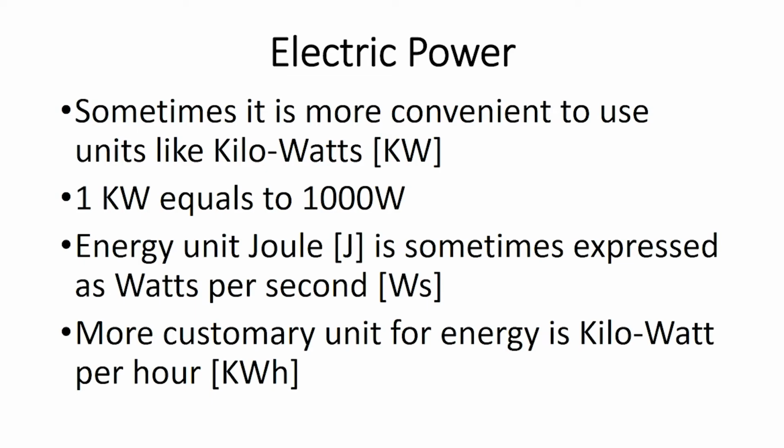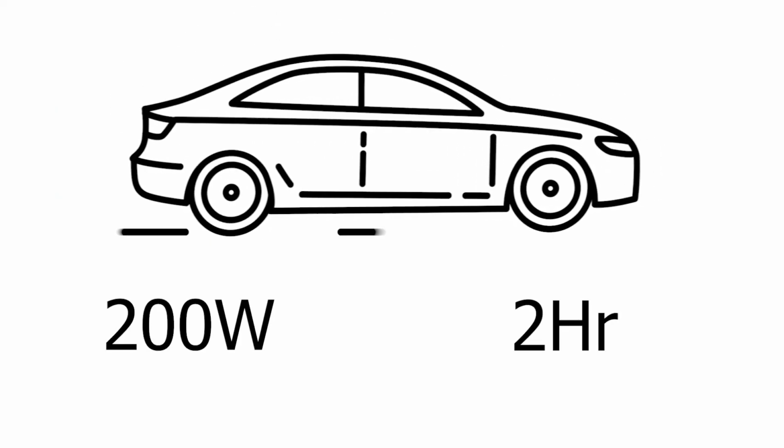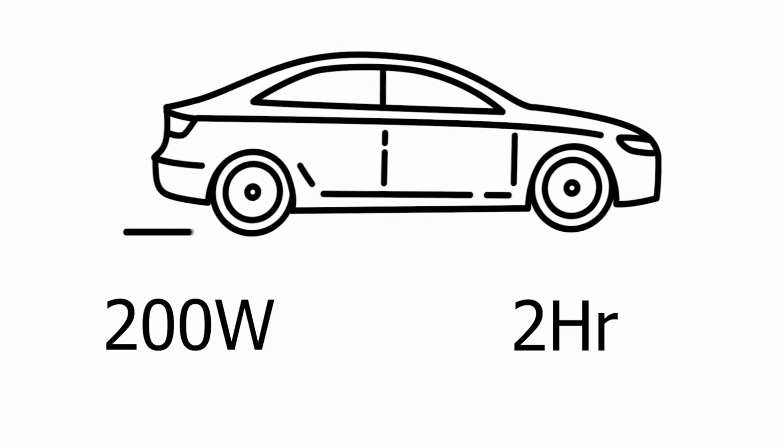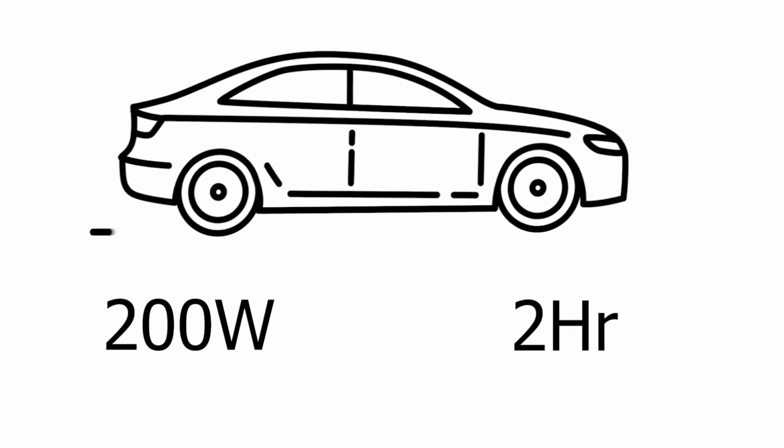Energy unit joule, J, is sometimes expressed as watt-seconds, WS. A more customary unit for energy is kilowatt-hour, kWh. Example: calculate the energy consumed by a motor with a power of 200 watts that operates for 2 hours.